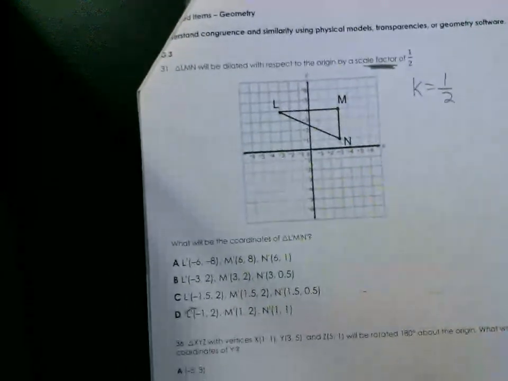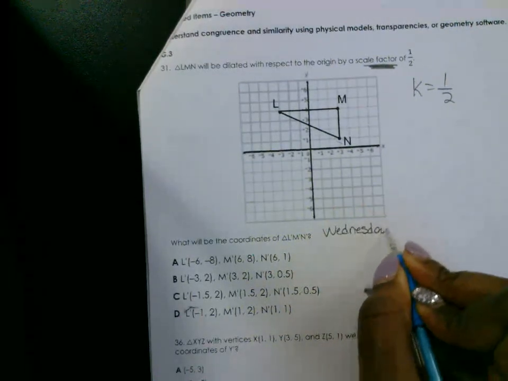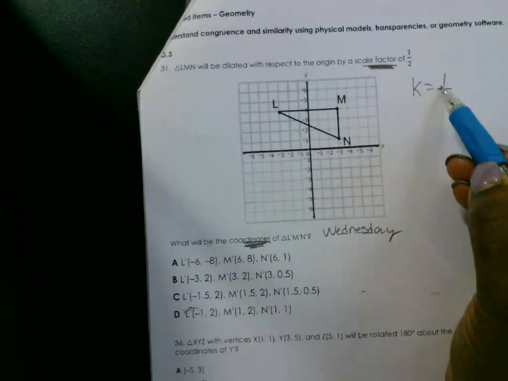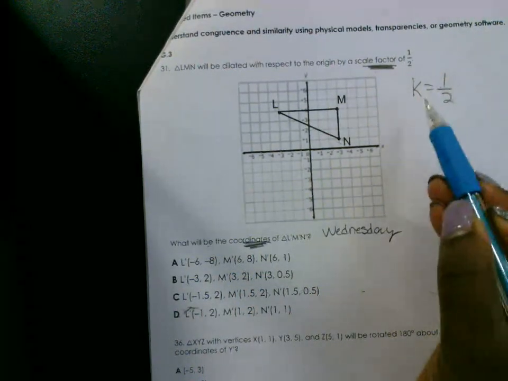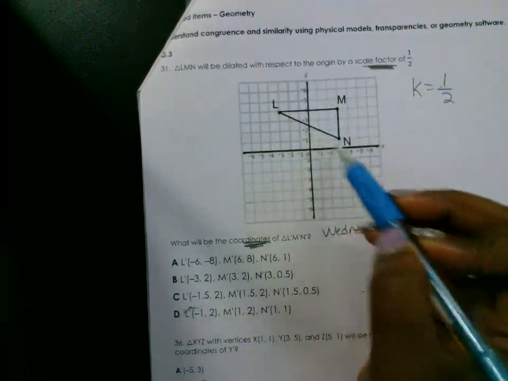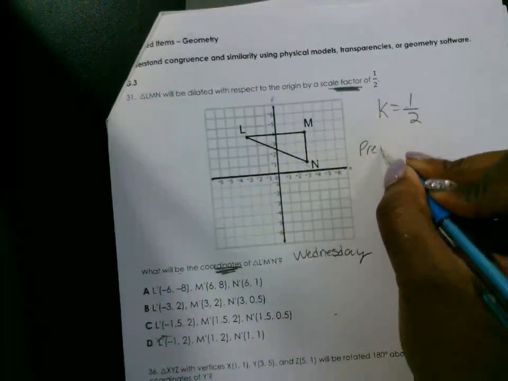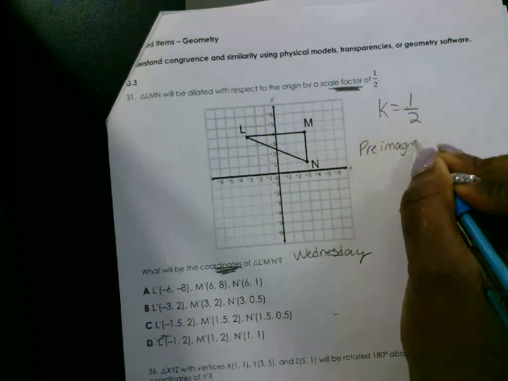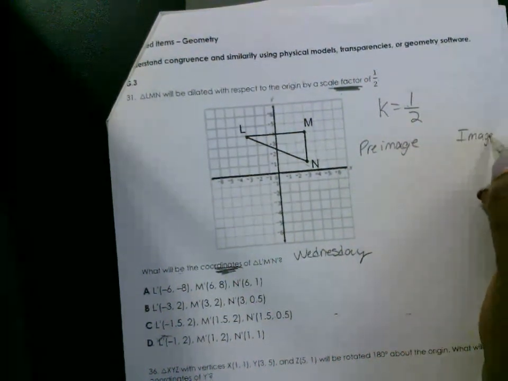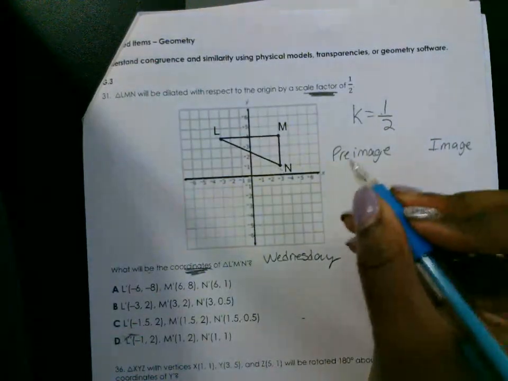The question we're going to do today for Wednesday is, what will the new coordinates be? So we're going to take the scale factor and multiply 1/2 times all of these ordered pairs here. I'm going to write the pre-image of the ordered pairs and then multiply each X and Y value by 1/2 to figure out what the new ordered pairs would be. So let's start with L.